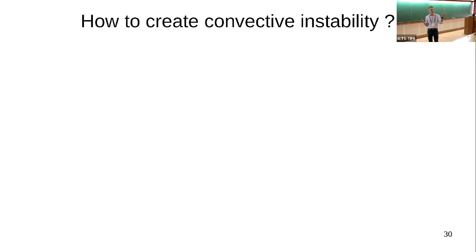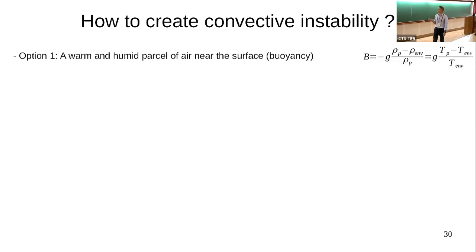I think you have already mentioned some of these options, right? So let's try to go through this. The first option to create convective instability is to have a warm and humid parcel of air, let's say near the surface, and you want this thing to be buoyant so that it's going to go up.